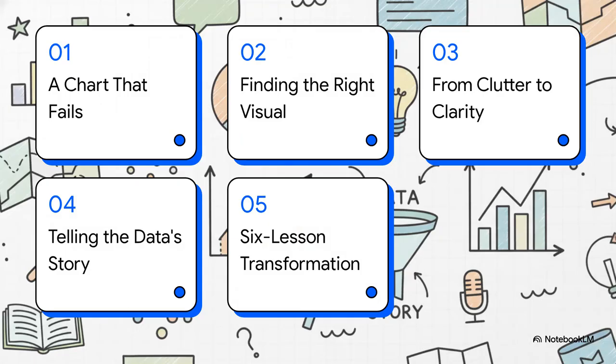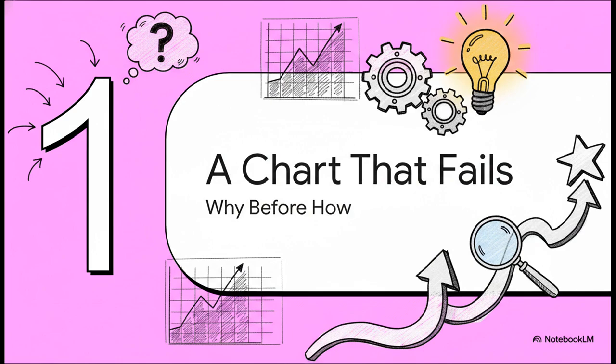Here's our roadmap for today. First, we'll figure out why the original chart just doesn't work. Then, we'll find the right visual for the job. After that, it's time for a masterclass in decluttering. Then, we'll build a compelling story, and finally, we'll wrap it all up with 6 key lessons you can use on your own. So let's start at the very beginning.